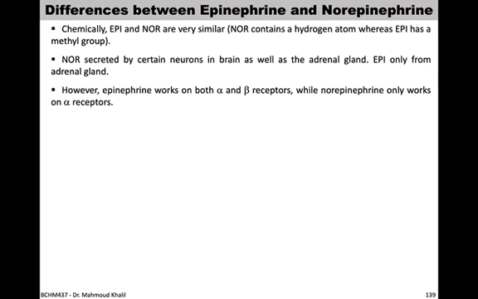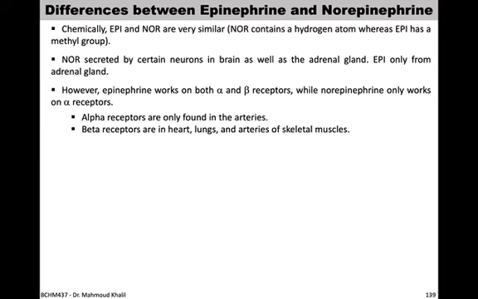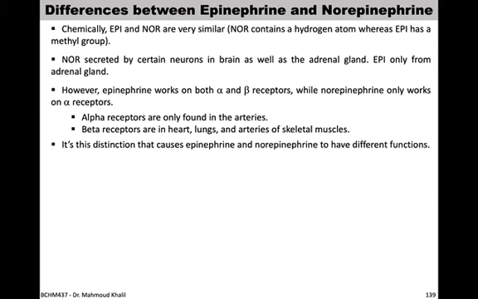However, epinephrine works on both alpha and beta receptors, while norepinephrine only works on alpha receptors. The alpha receptors, as we said before, are only found in arteries, while the beta receptors are found in the heart, lungs, and arteries of the skeletal muscles. It is this difference that causes epinephrine and norepinephrine to have different functions, because they bind to different receptors on different target tissues.